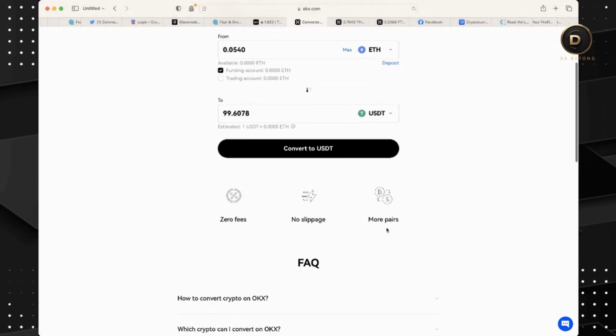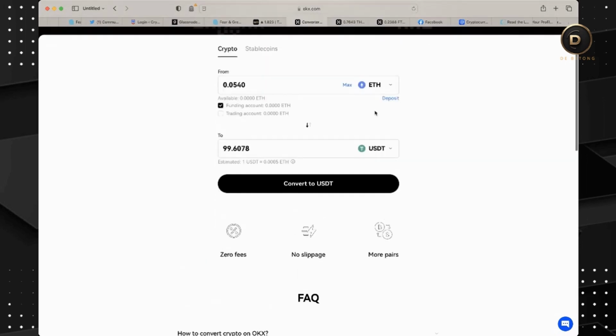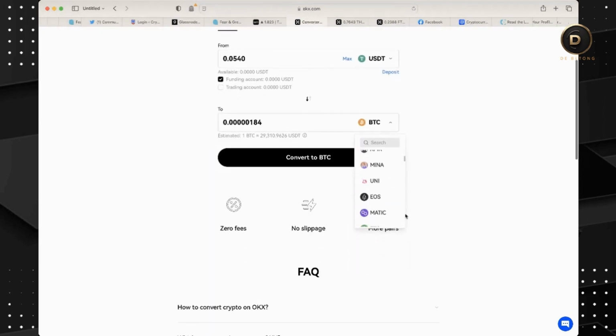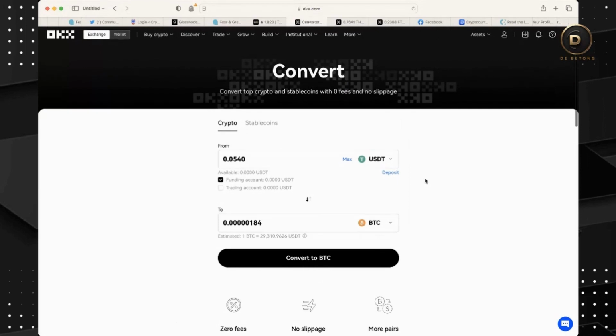There are more pairs that you can swap. You can do this with so many pairs. You can choose USDT to BTC to Curve. There are many. The list here is endless. There are so many that you can swap your USDT to. So that's what swap is.